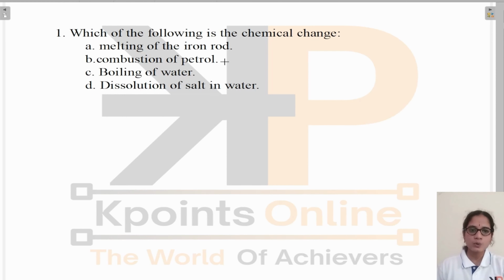Now the combustion of petrol is a chemical change, where petrol undergoes a combustion reaction to release gases. This is a chemical change. So our correct option will be combustion of petrol. Okay, let us see the next question.